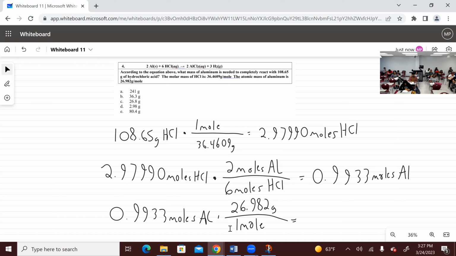All right. So I end up with 0.9933 times 26.982. Now this is my final answer, and it's good to how many significant digits? 1, 2, 3, 4, 5. It is good to 5 significant digits. So I'm going to say 26.801 grams of aluminum. So if I had 108.65 grams of hydrochloric acid and I wanted to do this reaction in the lab, I would measure out 26.801 grams of aluminum to react with it.